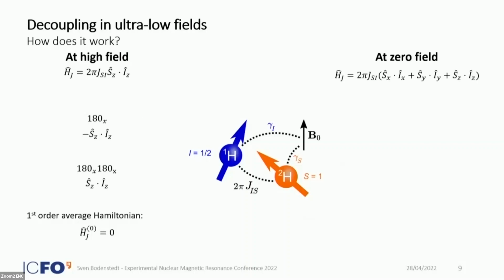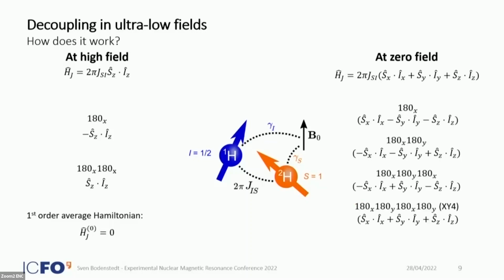At zero field it is a little bit more complicated because you have to consider all vector components of the J coupling Hamiltonian, and just applying pulses along one axis wouldn't be enough to decouple it efficiently. But what you can do is apply pulses along different axes, for example X and Y, and if you do that in the proper way, if you just apply the standard XY4 sequence and average it out to the first order, then you can get rid of that term.